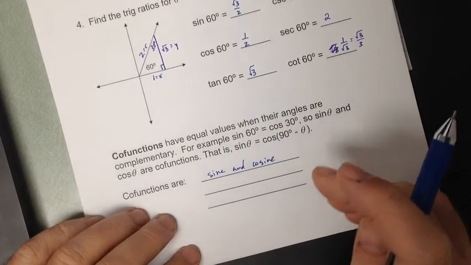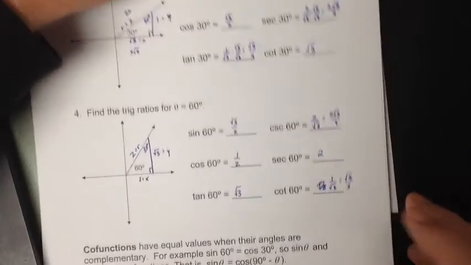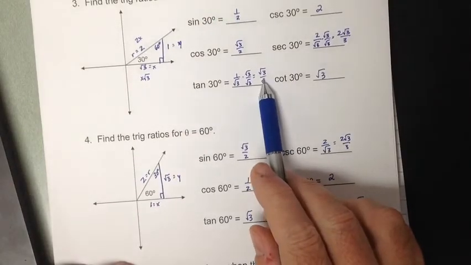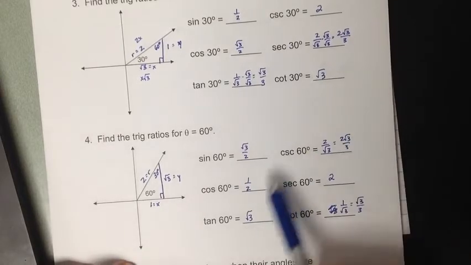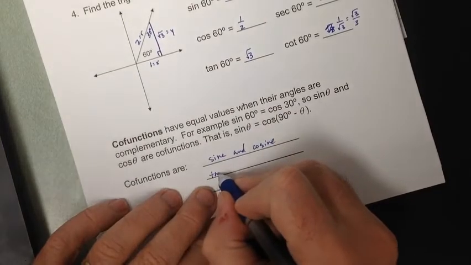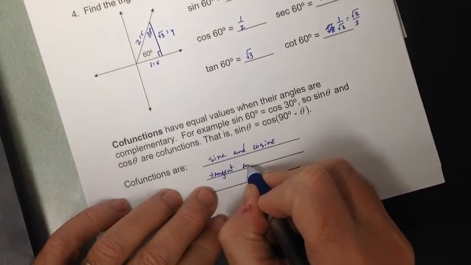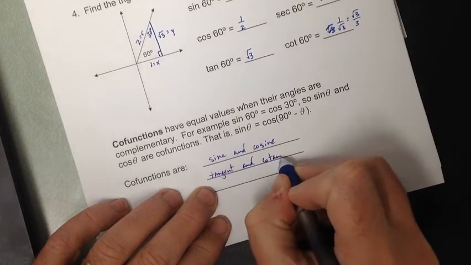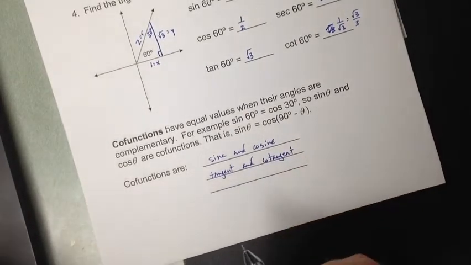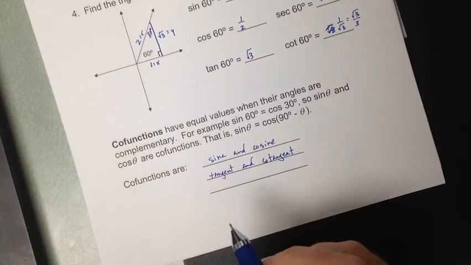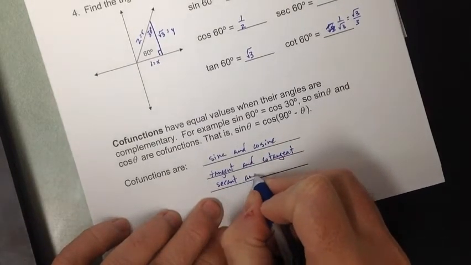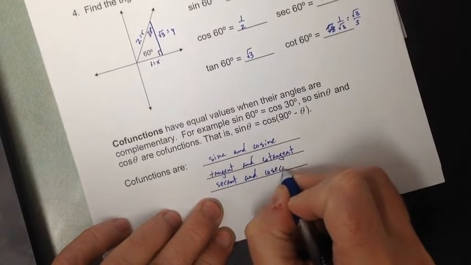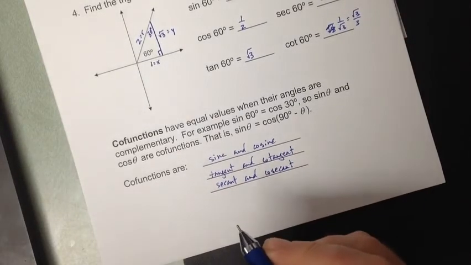In the same way, tangent and cotangent are cofunctions. We can see that tan 30 equals cotangent 60. Cotangent 30 equals tangent 60. So tangent and cotangent are cofunctions. And finally, secant and cosecant are cofunctions. So that makes our job a little bit easier here.